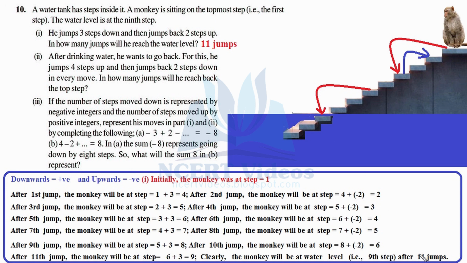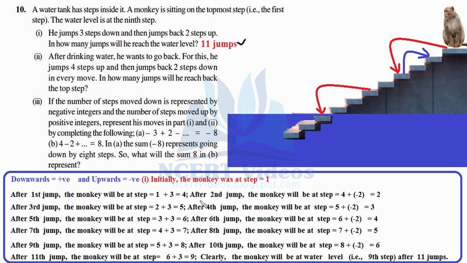So total 11 jumps will be required. So this was just logically. Now let's do it mathematically. Downwards is positive, upwards is negative. Now initially the monkey is at step 1. This is given to us. After first step, the monkey will be at 1 plus 3, at 4th step, as we have also shown. 1, 2, 3, 4. Okay.